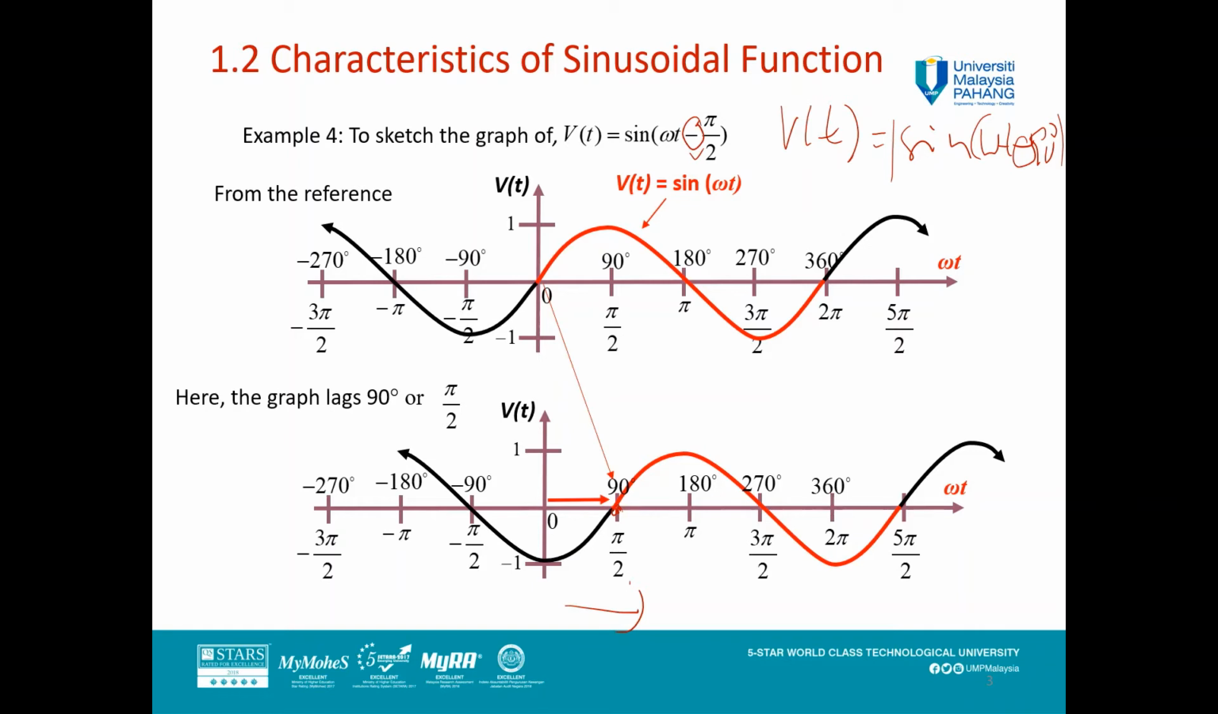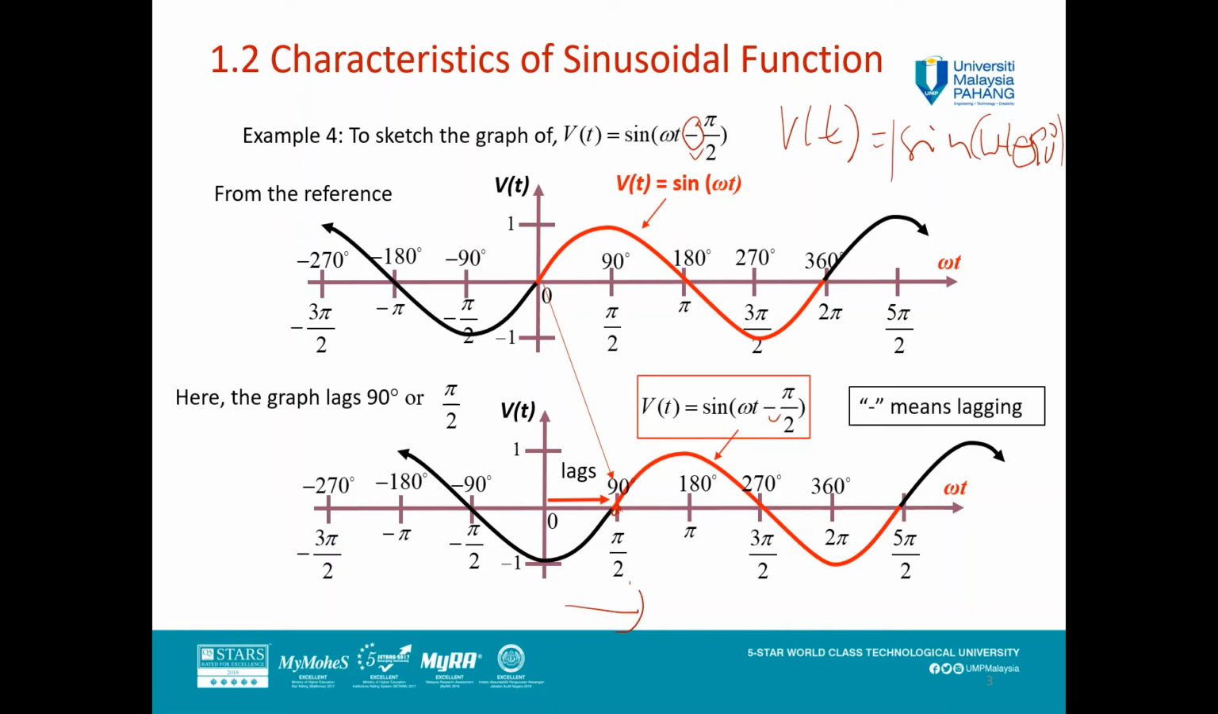Okay, you get lagging 90 degrees. So the equation is i(t) equals sin omega t minus pi over 2, or omega t minus 90 degrees. Minus means lagging. Okay, so you must know what plus and minus mean.